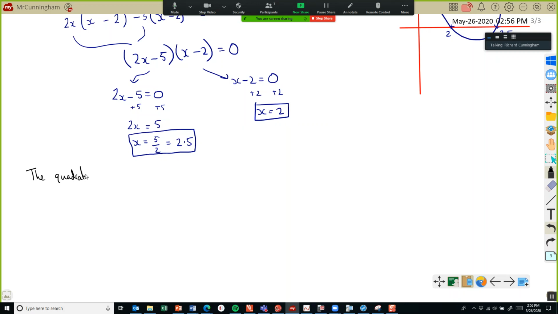The quadratic formula enables us to solve quadratics. It's dead easy to use, and you usually get it in the formula booklet. I'm going to write it for the quadratic, and I'm going to keep it general.